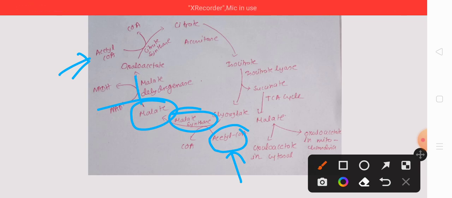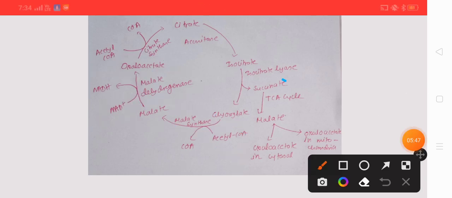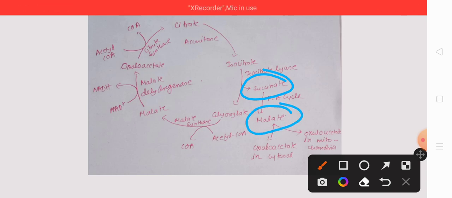Then oxidation of malate to oxaloacetate will occur in the presence of malate dehydrogenase, and during that time NAD plus will be reduced. Okay, and that's how glyoxysomal oxaloacetate will be regenerated. And the succinate which is released here will first enter the TCA cycle in mitochondria and be converted into malate.